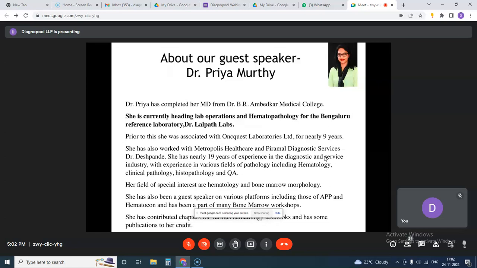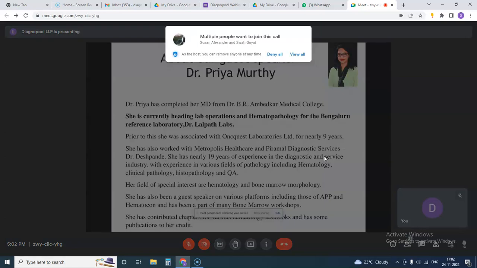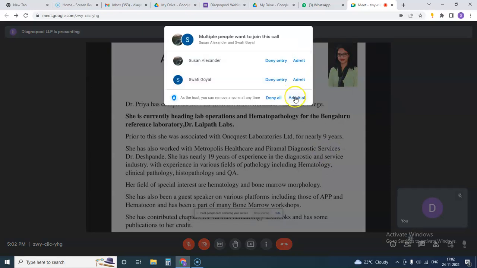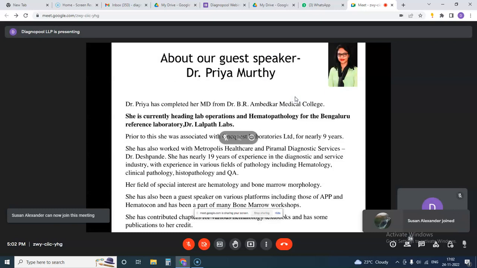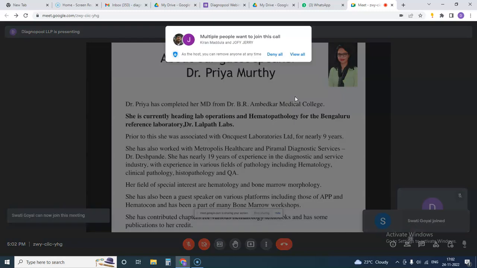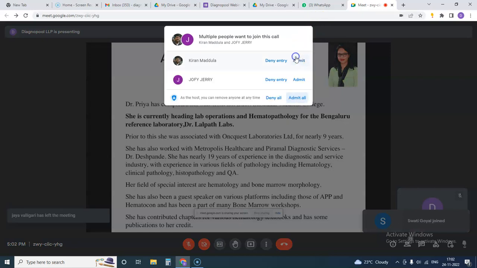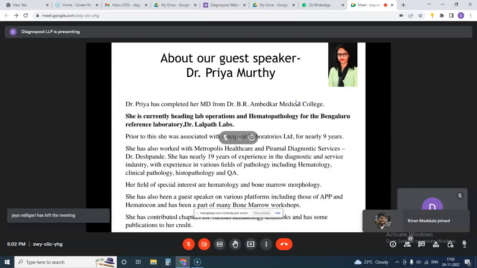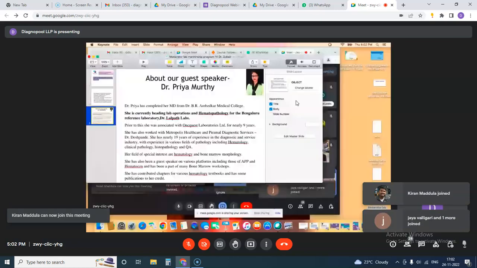Her fields of special interest are hematology and bone marrow morphology. She has also been a guest speaker on various platforms, including those of APP and Hematocon, and has been part of many bone marrow workshops. She has contributed chapters for various hematology textbooks and has some publications to her credit. Over to you, ma'am.